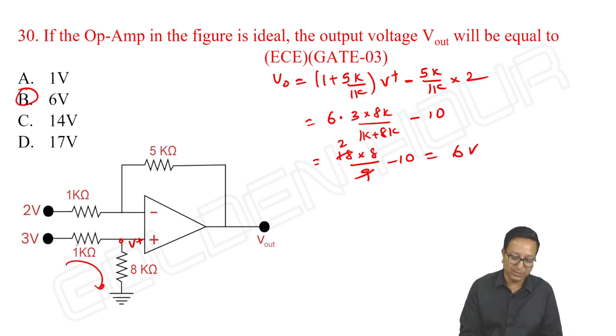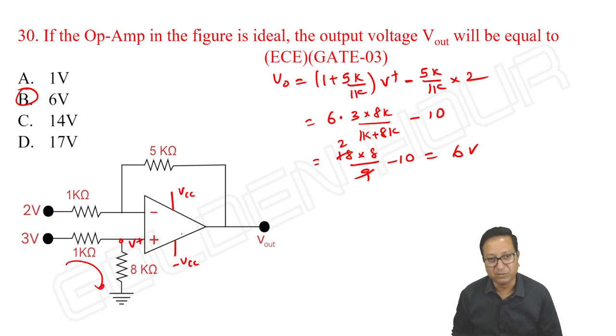Anyway, they mentioned 14, 17, but we do not know the power supplies. They should give the power supplies, VCC and minus VCC, maybe around 15 like that. If they give, we can understand from that. Anyway, our 6 volts is no issue with respect to the answer. So we can take the next question.